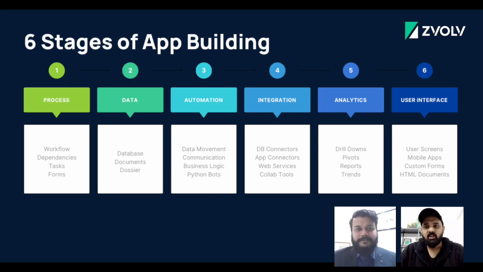So Shivam, these are the 6 steps we run every application through: process, data, integration, automation, user interface, and analytics. On Zvolv, we follow the bottoms-up approach, so we would always want to focus more on your process. Let's start there. How about you start sharing your process? Can you give me more details on how you break down this process?